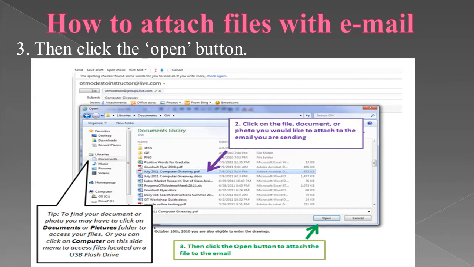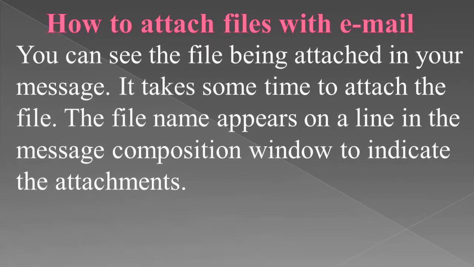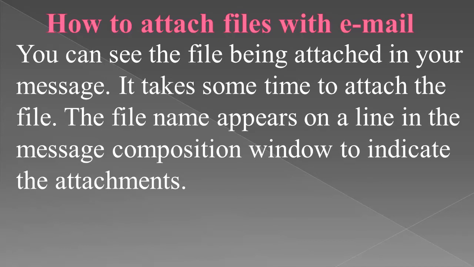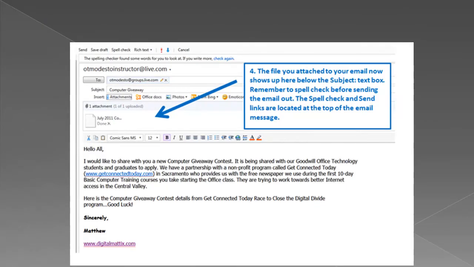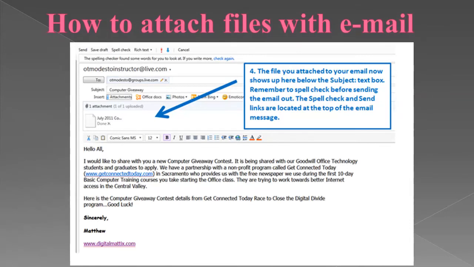Well, you can see the file being attached in your message. It takes some time to attach the file. The file name appears on a line in the message composition window to indicate the attachment. And step number 4 is finally you can send your email by clicking on send. Well, read the direction on your computer screen. It will most likely say that the file was attached successfully. And then write the text of your email, write the email address, and then click on send.